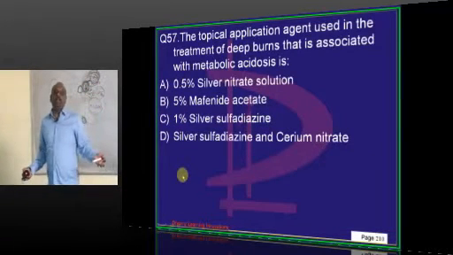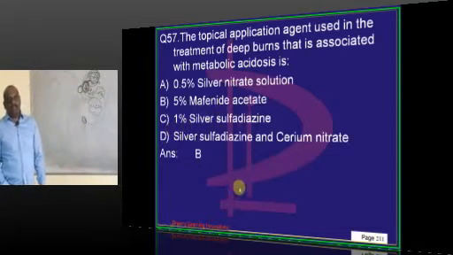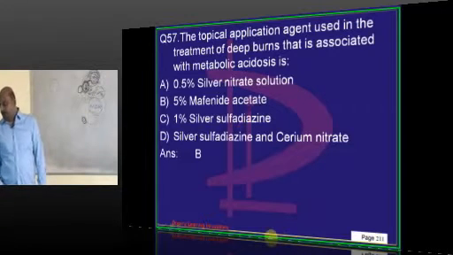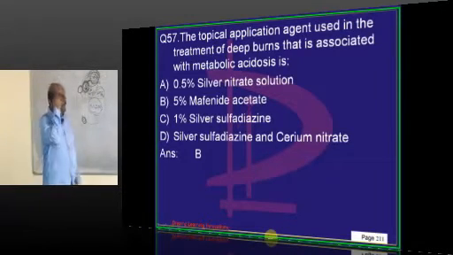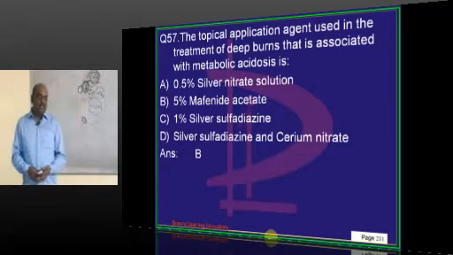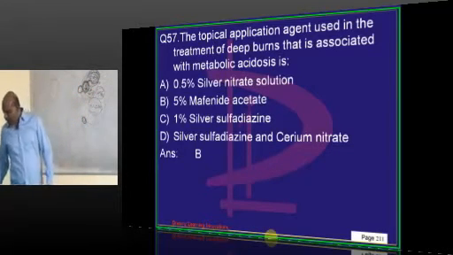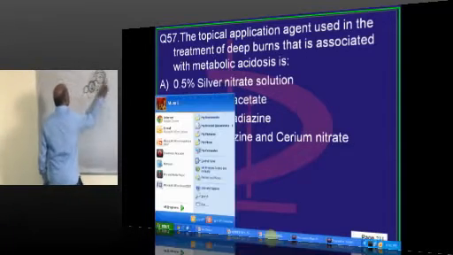Then this is another very favorite question. If you happen to apply mafenide acetate on the burns, then that leads to development of metabolic acidosis. Now why will mafenide acetate application lead to this? Mafenide acetate is an inhibitor of carbonic anhydrase. What is the normal function of carbonic anhydrase? Tell me, doctor. What does carbonic anhydrase do?